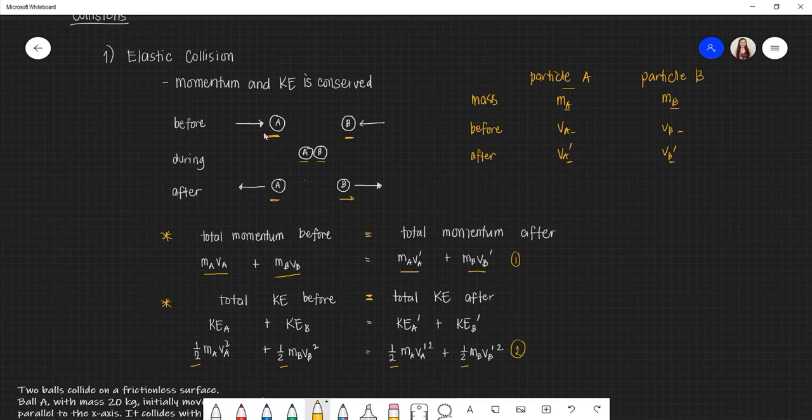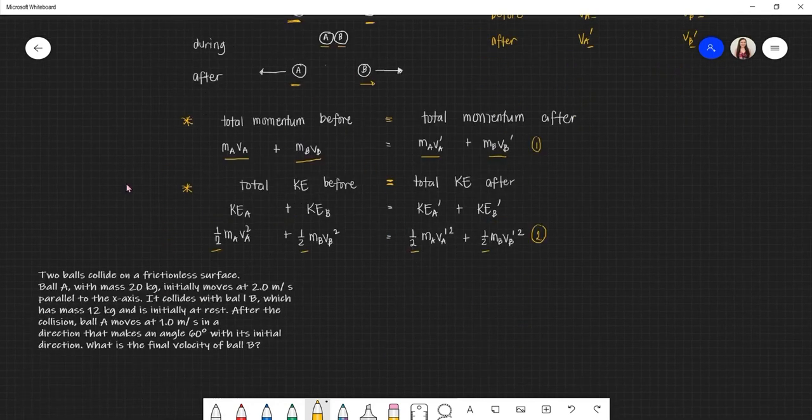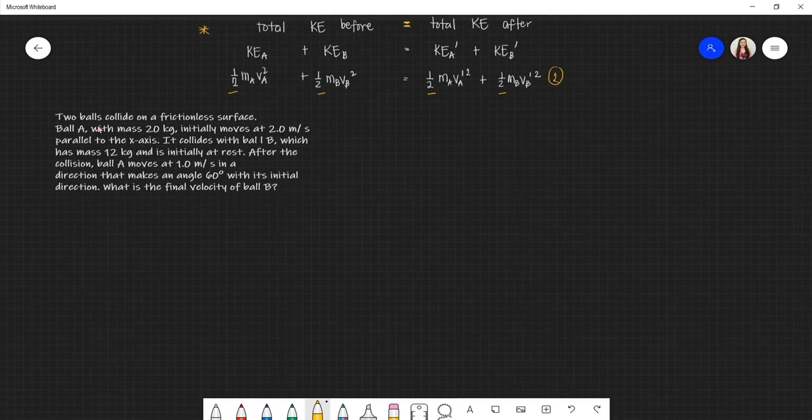Now, I also gave you an assignment of a collision wherein it's already two-dimensional. So if it's two-dimensional, we consider the x and the y-axis. So for example, we solve this problem. There are two balls which are colliding on a frictionless surface. Ball A has a mass of 20 kilograms, initially moving at 2 meters per second, parallel to the x-axis. And it collides with ball B, which has a mass of 12 kilograms, which is initially at rest.